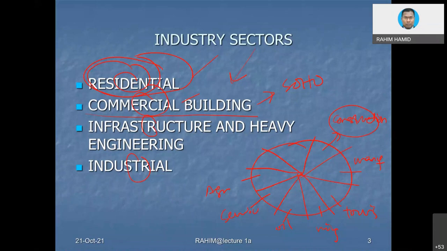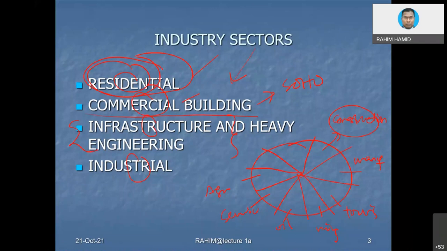Railway. So those things can be categorized as this category. Previously, civil engineering was known for this type of project, actually. But nowadays, civil engineering does cover many, many different areas, including environment, even project management. Previously, project management was not part of the so-called civil engineering.